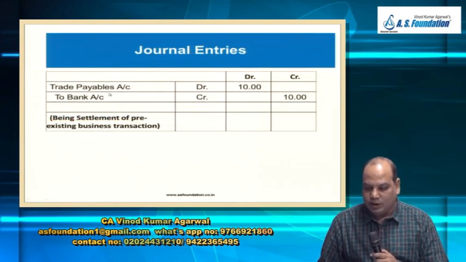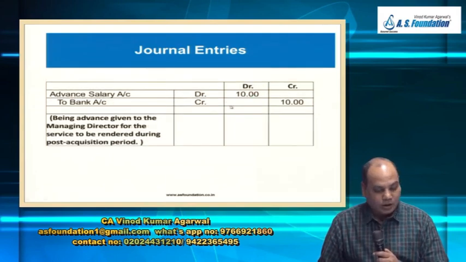Next entry, trade payable account debit to bank 1010. For X limited, Y limited is a liability, trade payable. So that liability is settled separately, trade payable to bank. And another 10 million paid to the managing director, which we will treat as advance salary. So third entry, write down advance salary account debit to bank account 1010.